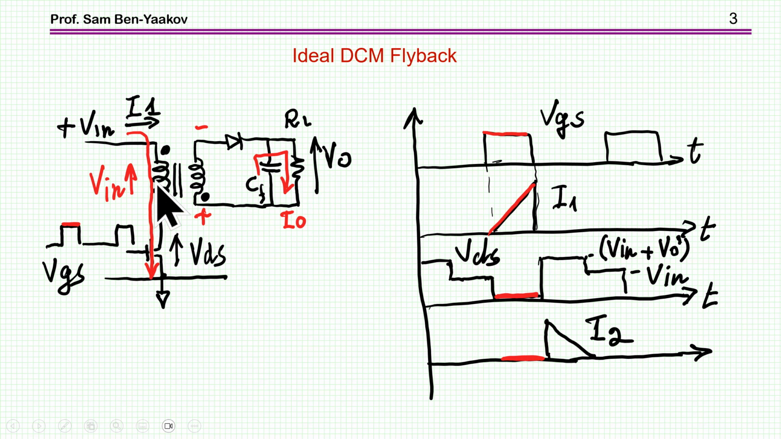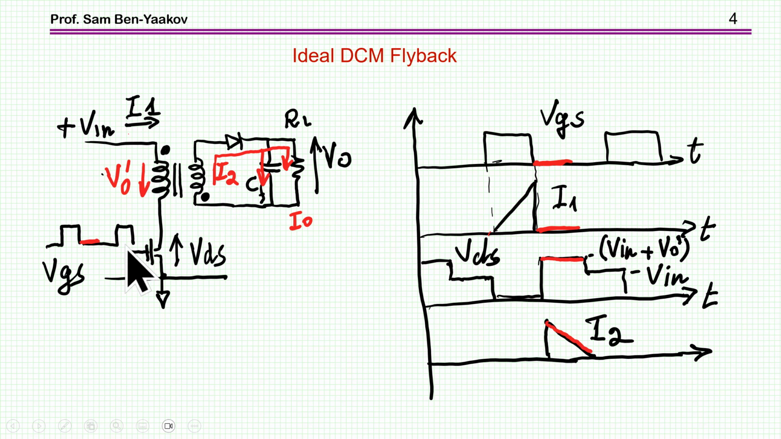And then we have the current building up. Here it is, the constant voltage on the primary, so we have a constant dI/dt. The voltage on the transistor is low, and there is no output current at this stage. Then we turn off the transistor.